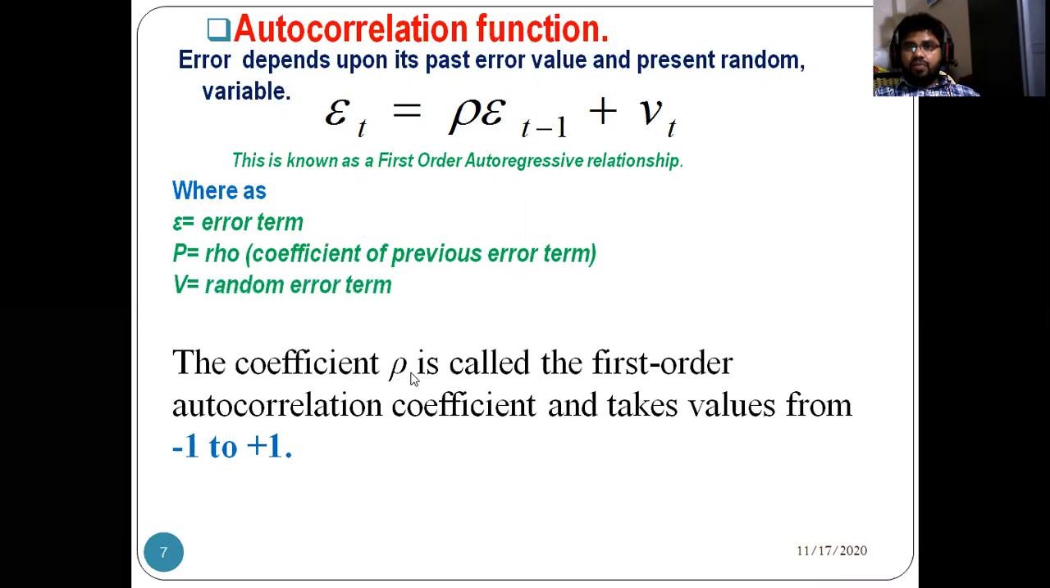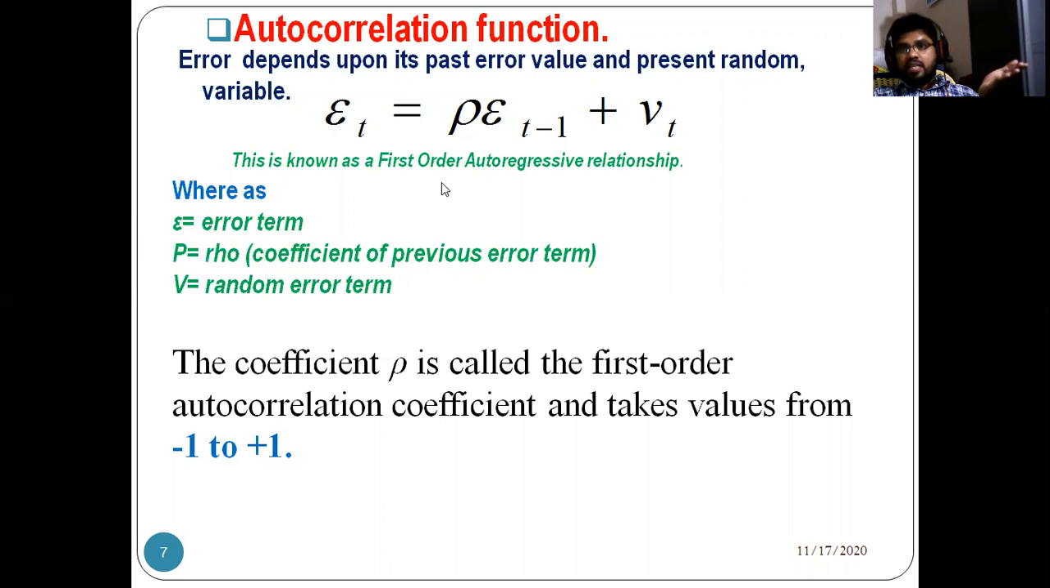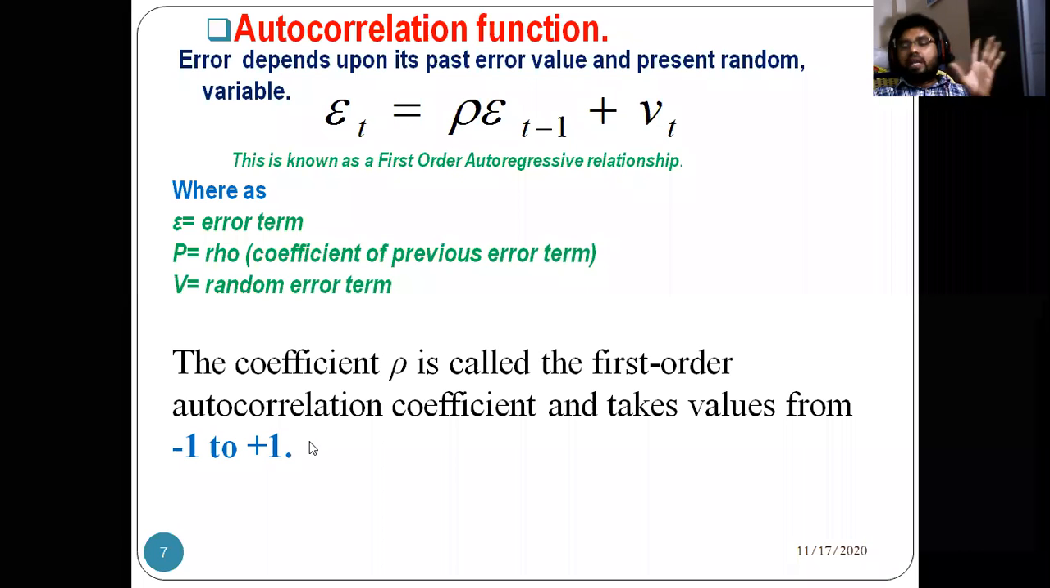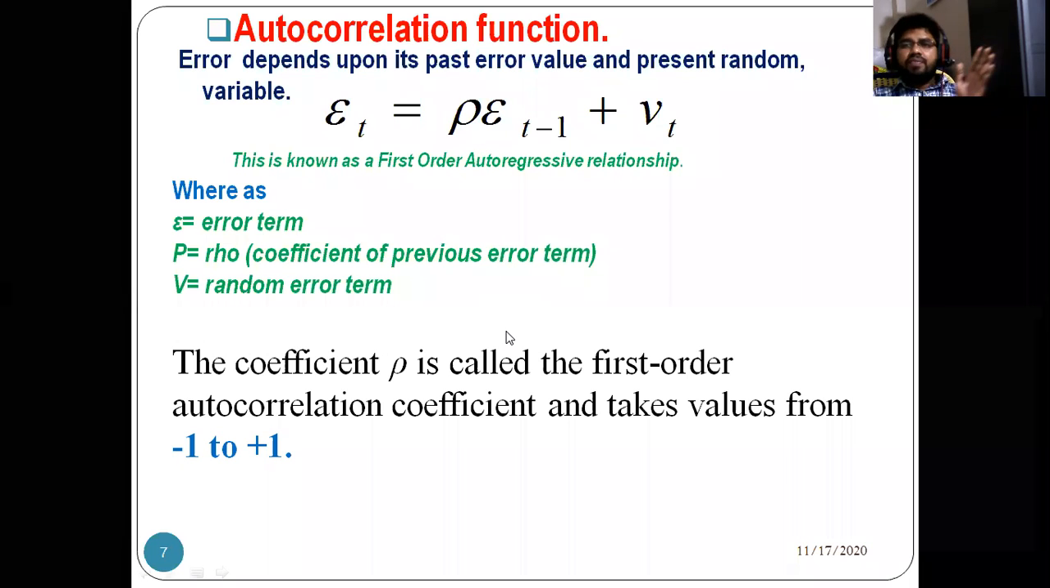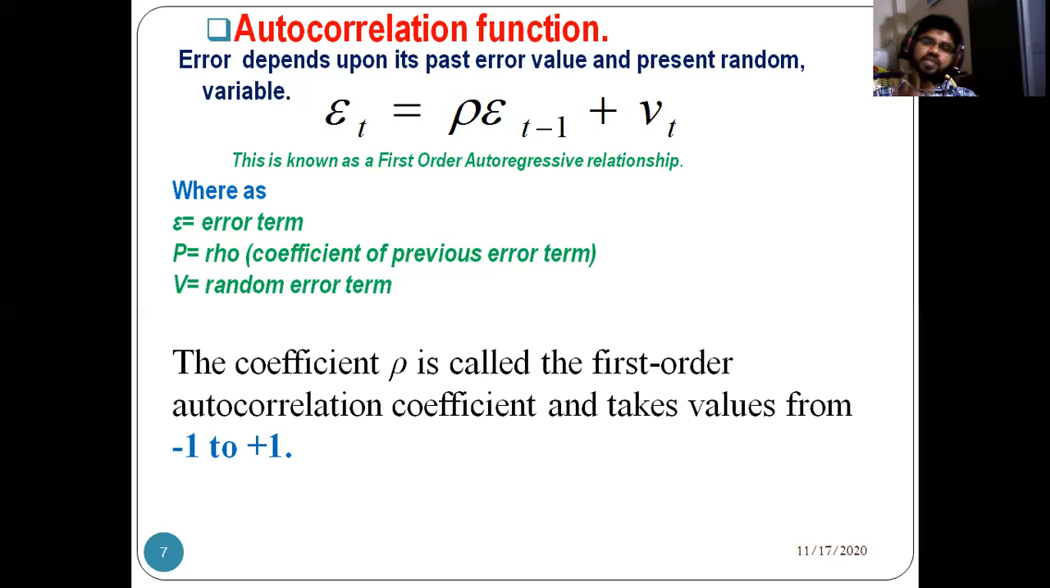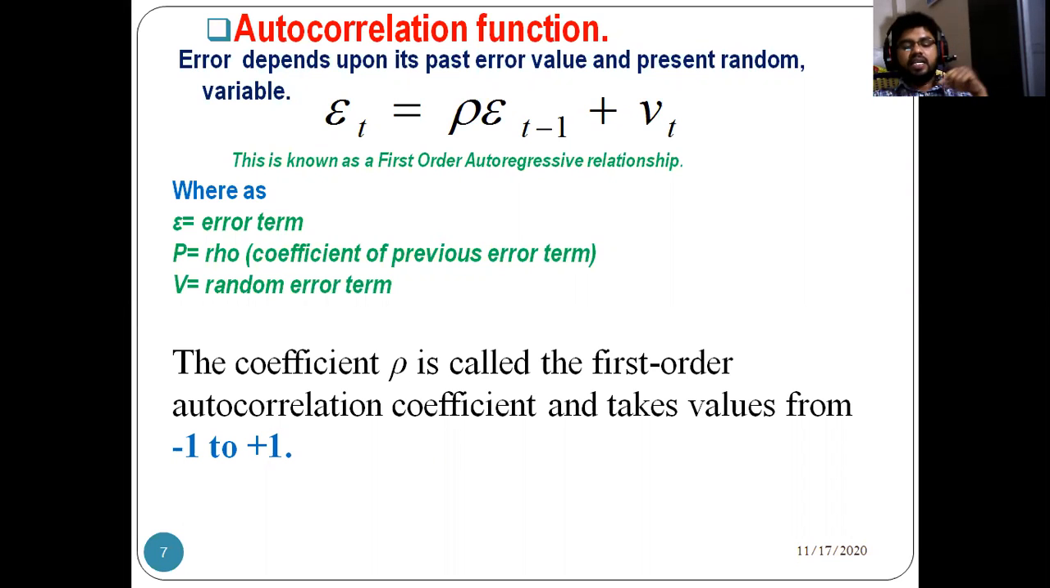The coefficient rho is called the first order autocorrelation coefficient. So what value will rho take? The rho value lies between -1 and +1. Remember, rho always takes values from -1 to +1. We need to understand what it means if rho is equal to -1, +1, or 0. We can easily understand this in the next slide.